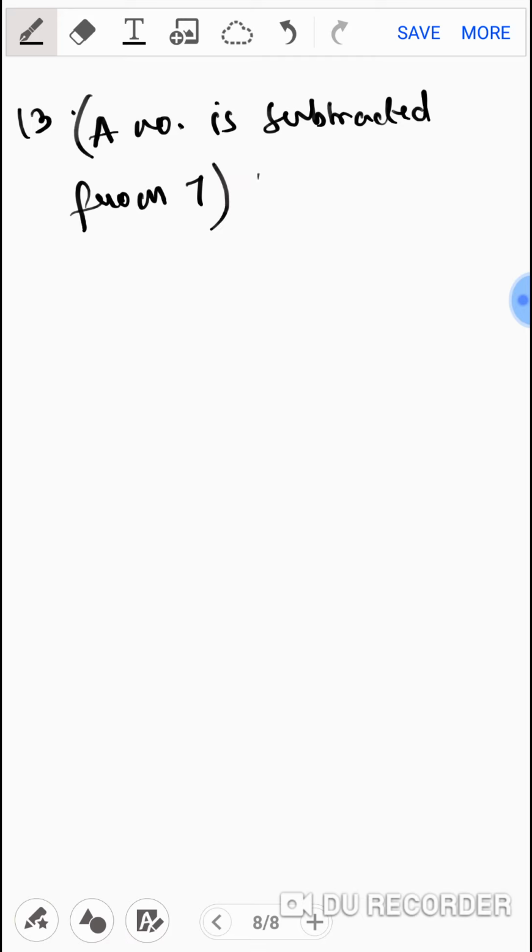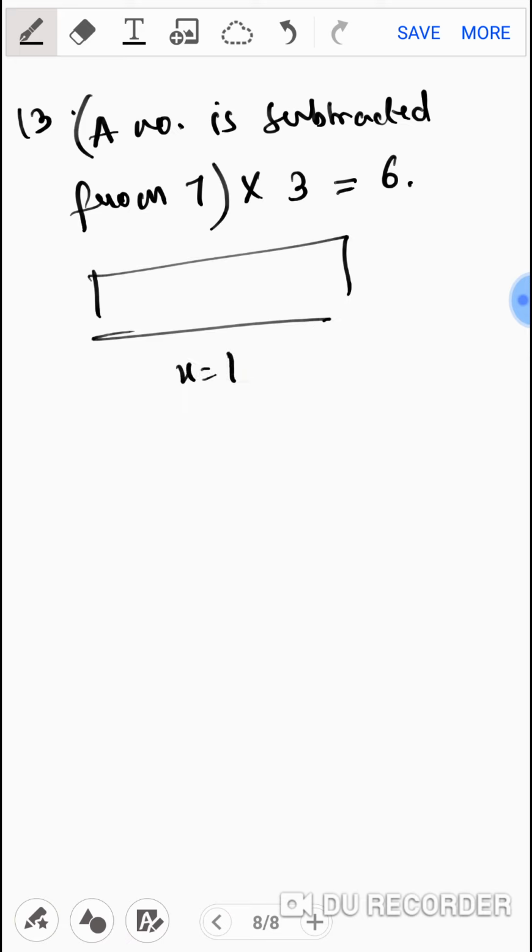Problem number 13. A number is subtracted from 7, and the result is multiplied by 3 and the answer is 6. You have to make the equation, solve and get the value of x.